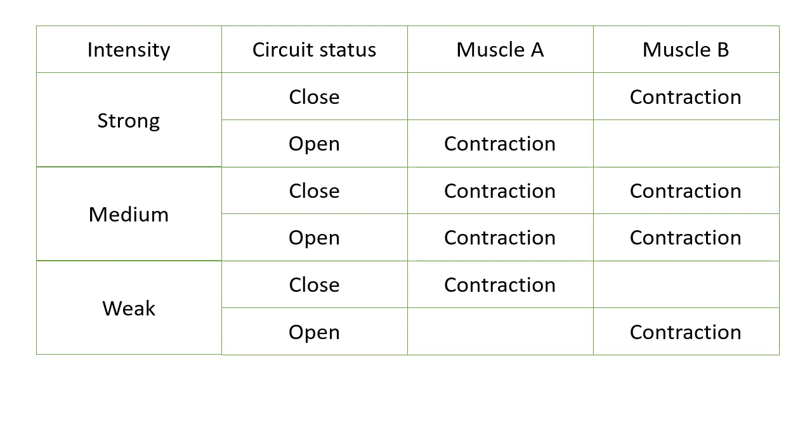With medium intensity current, when the circuit was closed, both the muscles contract, and when the circuit is open, both the muscles contract. With weak intensity current, when the circuit is closed, muscle A contracts, and when the circuit is open, muscle B contracts.